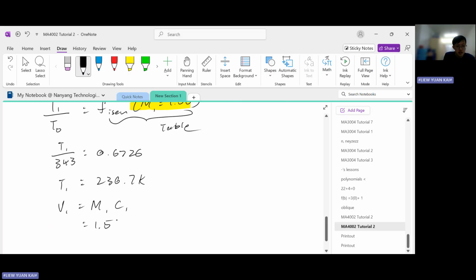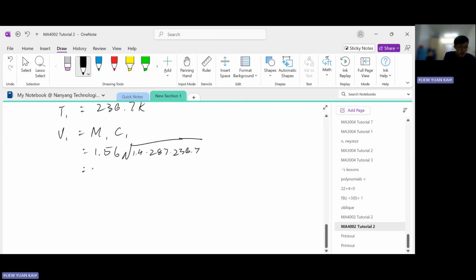So now we can find V, which is M1 C1. M is 1.56, and C1 is given by the square root of KRT. Then the velocity, if you calculate it, should be 474.958.